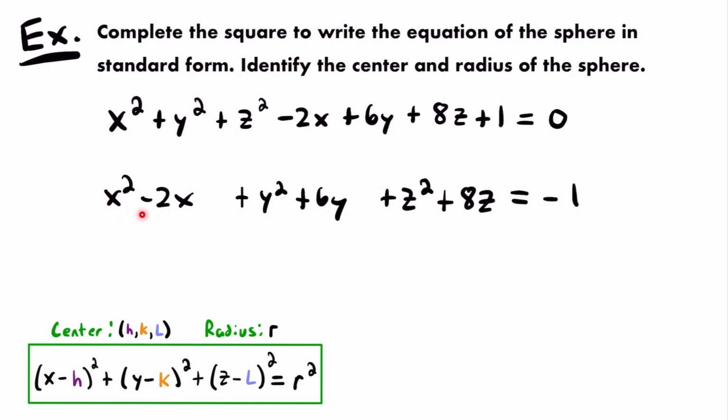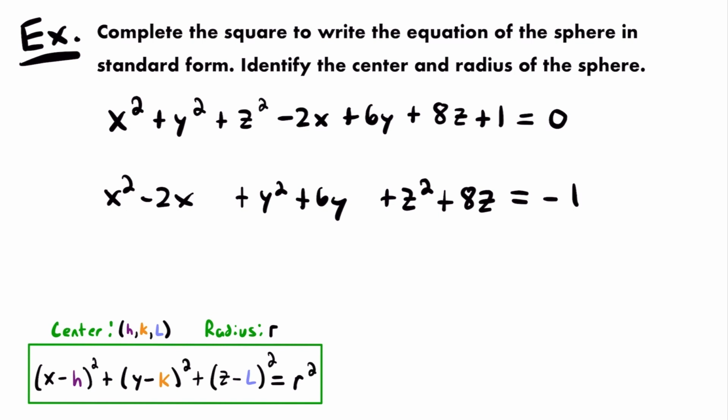Okay, so now we have our x terms, y terms, and z terms. And what we want to do for each of these sets of terms is complete the square so that we can write them in this format, where we have x minus some value squared, y minus some value squared, and z minus some value squared. All right, and we're set up pretty nicely here. We have an x squared term, and then a term where we have x to the first power. We have y squared, and then a term where you have y to the first power, and then we have z squared, and a term where we have z to the first power. So this shouldn't be too bad.